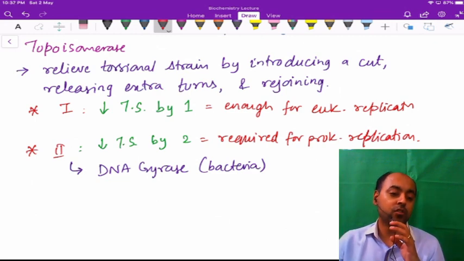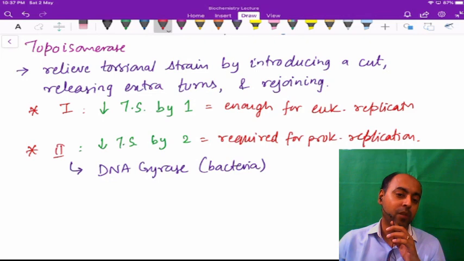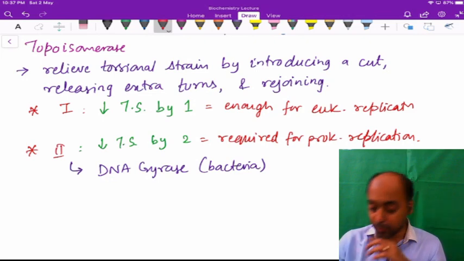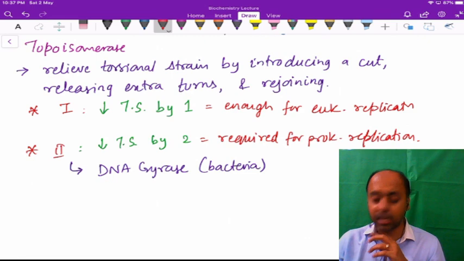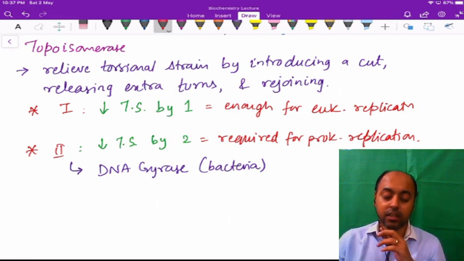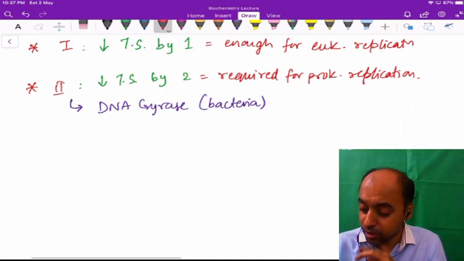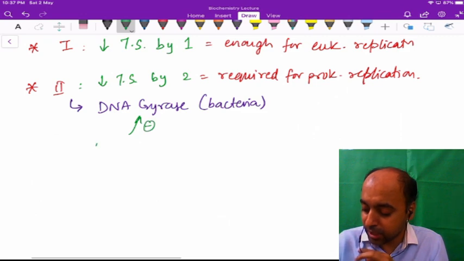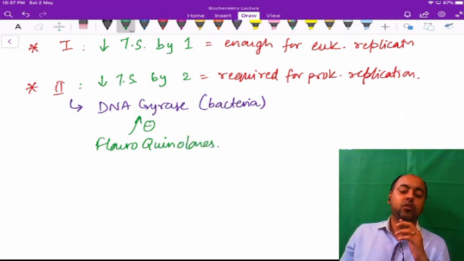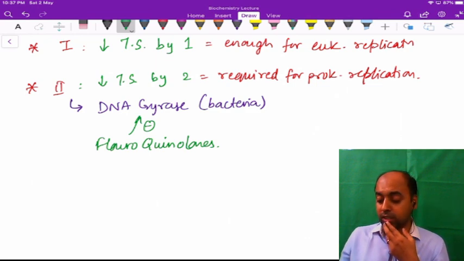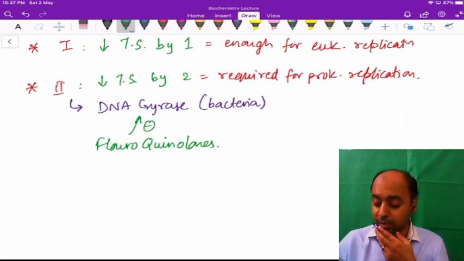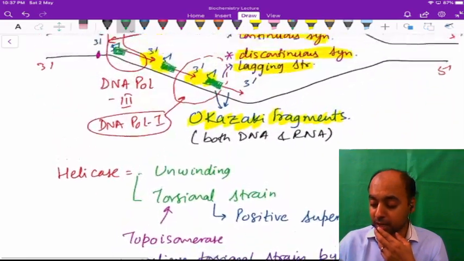There are two classes of the topoisomerase, the class 1 and the class 2. Class 1 decreases the torsional strain by 1 turn. The class 2 decreases torsional strain by 2 turns. And a classical example of a type 2 topoisomerase is DNA gyrase in the bacteria. You will have read in your pharmacology that DNA gyrase can be inhibited by the fluoroquinolones, for example, ciprofloxacin. So the DNA gyrase can be a target for the antibiotics.